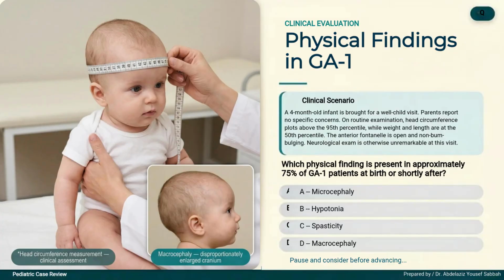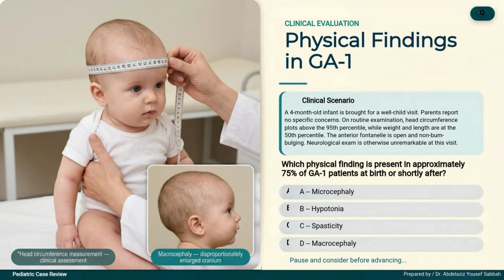Case 3. A 4-month-old infant is brought for a well-child visit. Parents report no specific concerns. On routine examination, head circumference plots above the 95th percentile, while weight and length are at the 50th percentile. The anterior fontanelle is open and not bulging. Neurological exam is otherwise unremarkable at this visit.